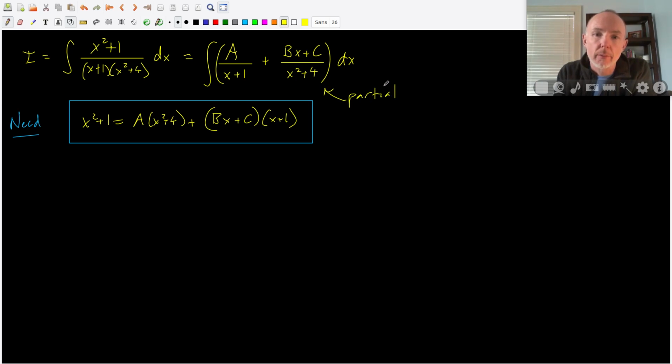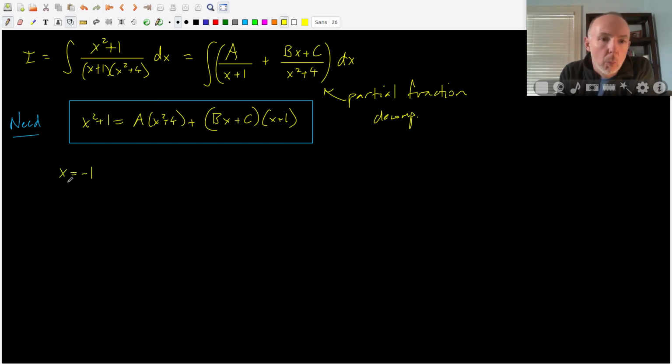It's the best we can do with irreducible factors. The fact that x squared plus 4 doesn't decompose anymore, can't be factored anymore, means this is the best we can do. And so when we looked at the numerators, we came up with this condition. And now let's go through and check that condition for certain values.